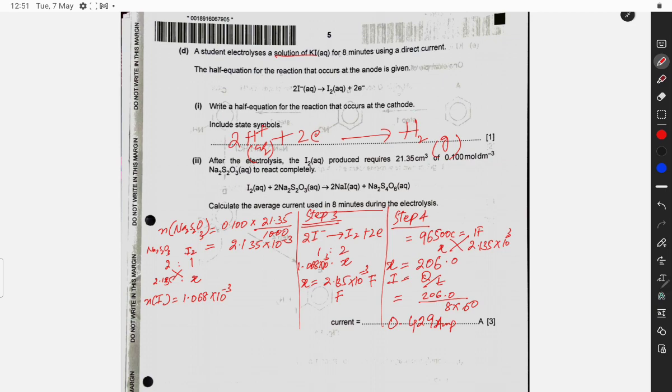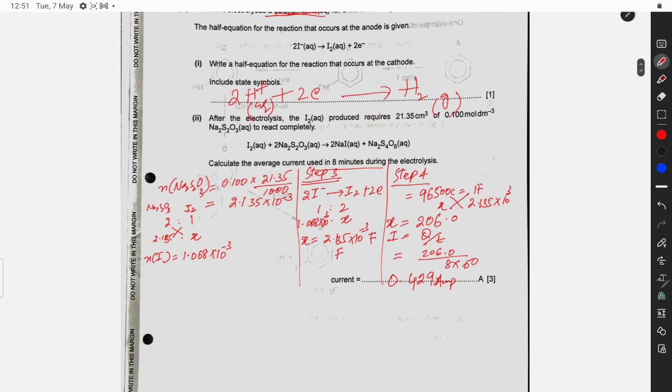You know, potassium iodide is an aqueous solution. So this is the reaction at the cathode: hydrogen ion is discharged instead of potassium, because potassium is above hydrogen in the reactivity series. So hydrogen ion is discharged at the cathode to form hydrogen gas.